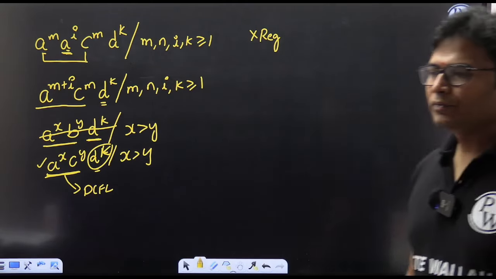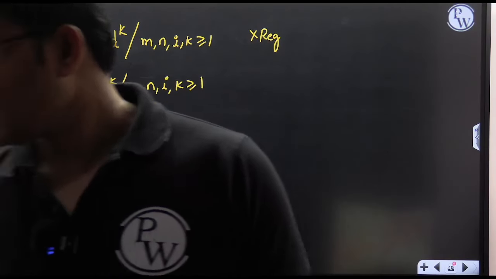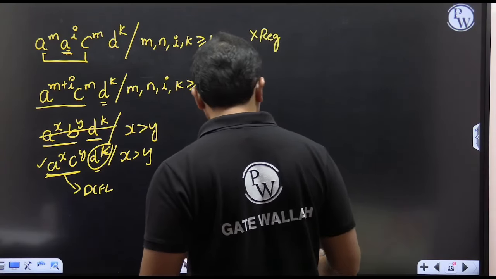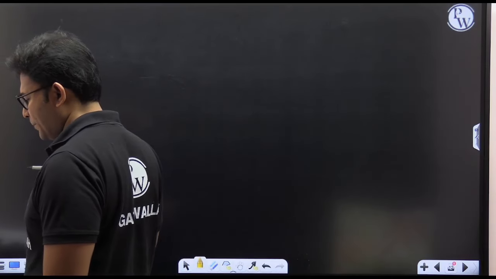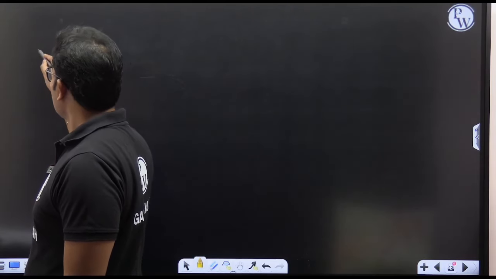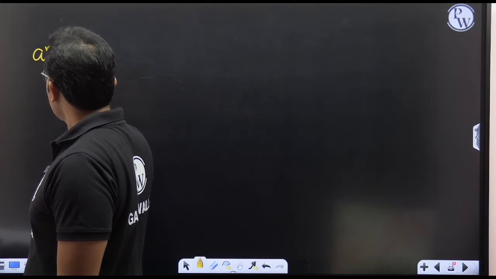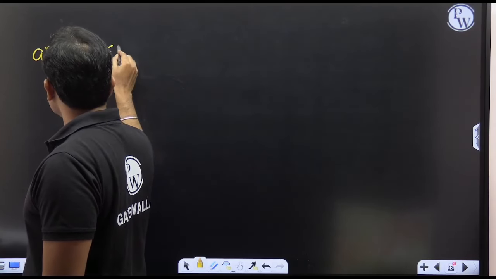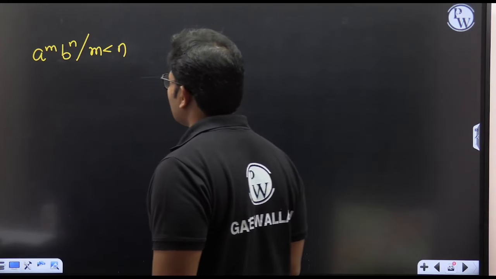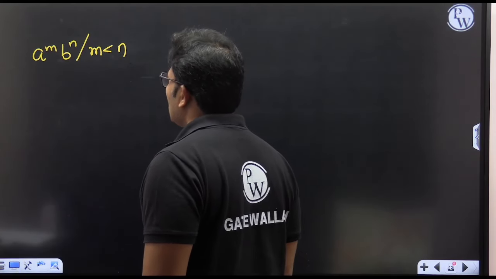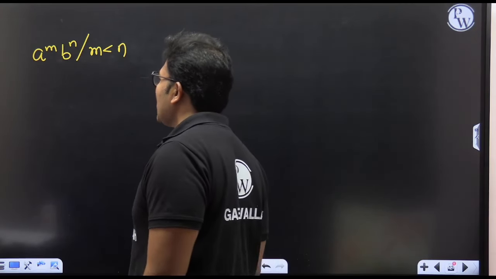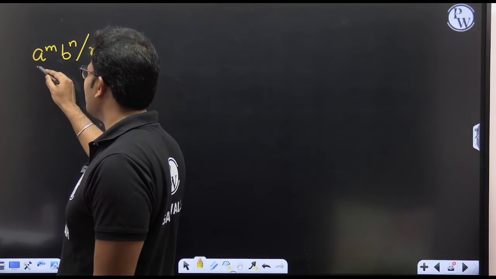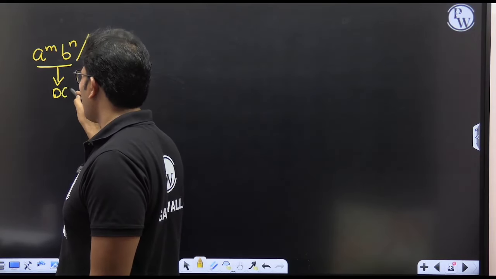Okay. Let's do one more question. Let's see one more problem here. A simple one. a^m b^n such that m is less than n. What can you say about this language? We have already done the context-free language PDA for this language. If you remember, we have done the PDA, right? So this language is a deterministic context-free language.